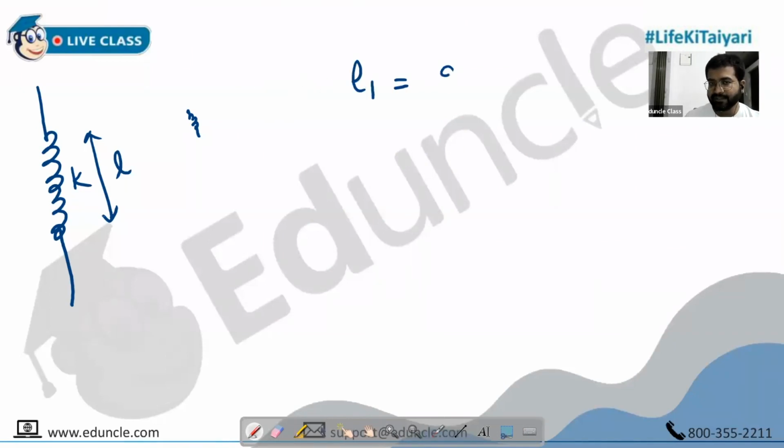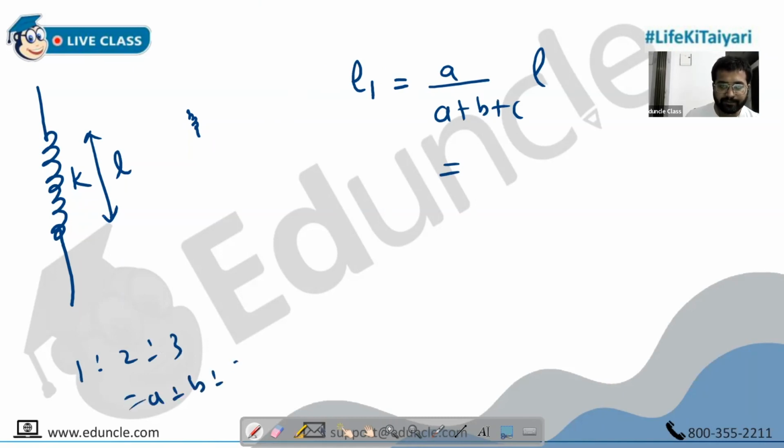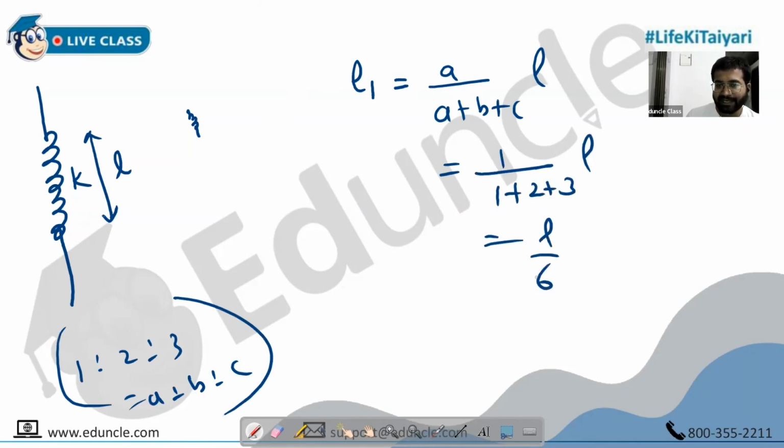Understand, L1 is basically A upon A plus B plus C, times L. ABC is the ratio, and this is how you find the length. So what is the ratio they have given you? 1:2:3. This is A to B to C. So this becomes 1 upon 1 plus 2 plus 3, times L. So this becomes L by 6. The first part is L by 6.